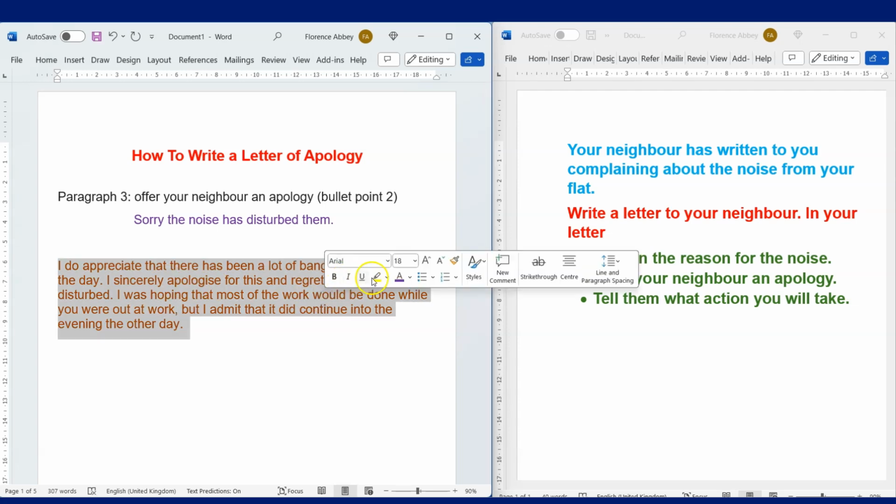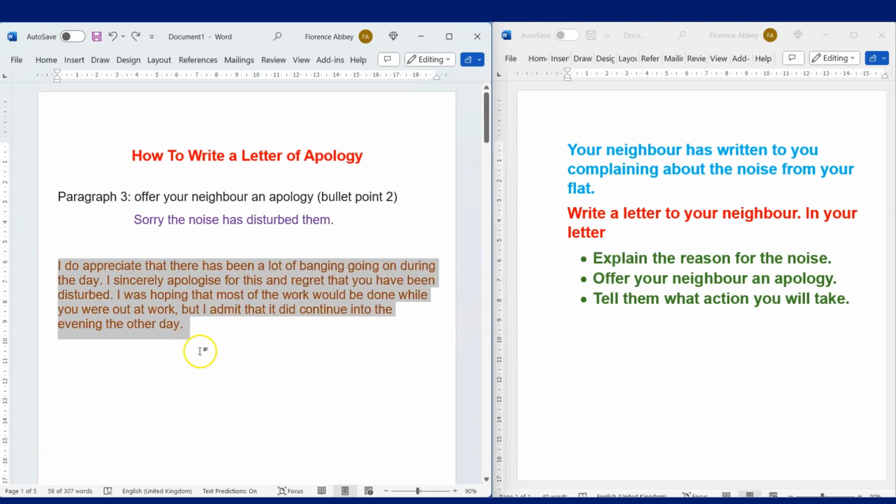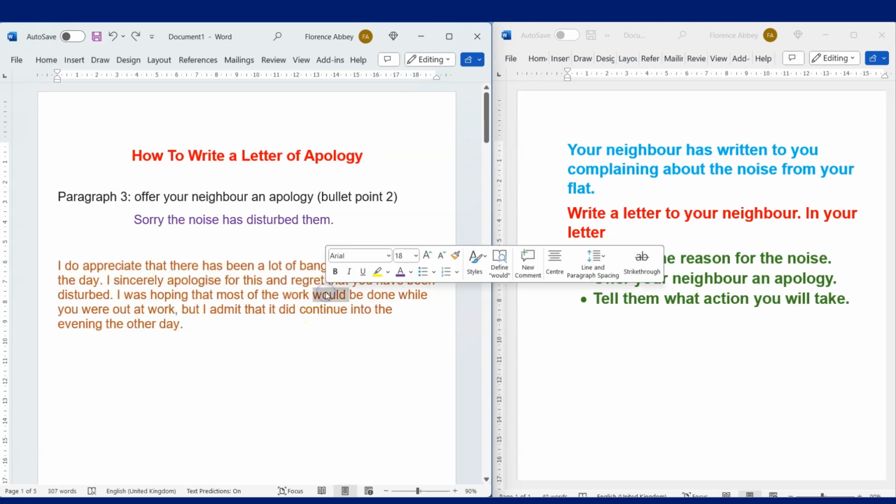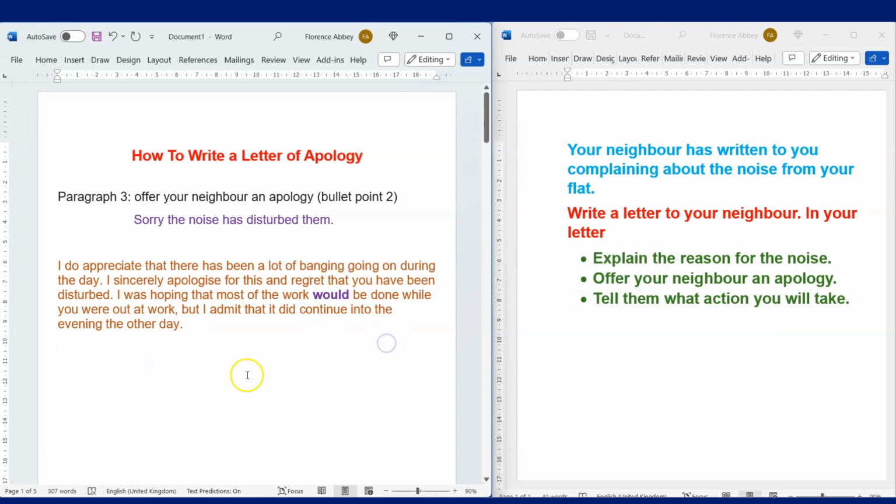Consider here we used a word like would. We used this word would instead of will, okay, to show that this is a formal letter and we are writing in a formal tone. Okay, so let's do this for the last one and then we'll have a complete letter.